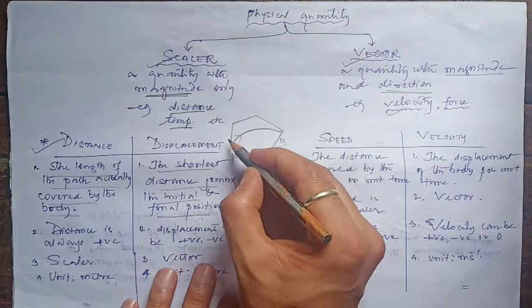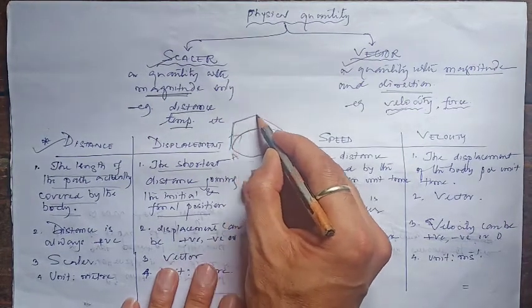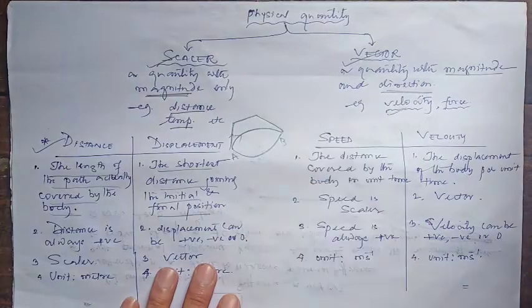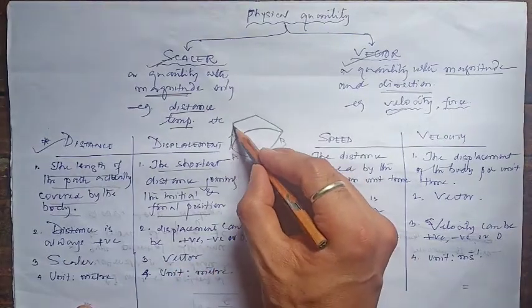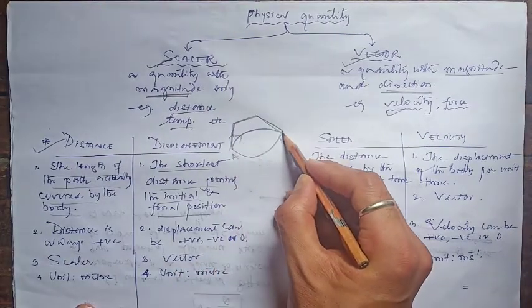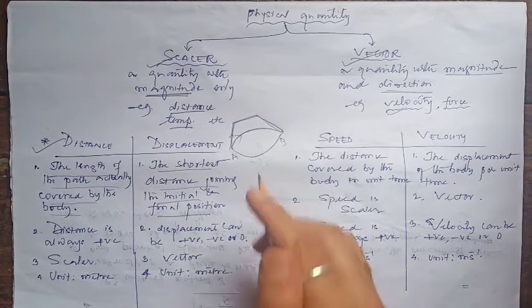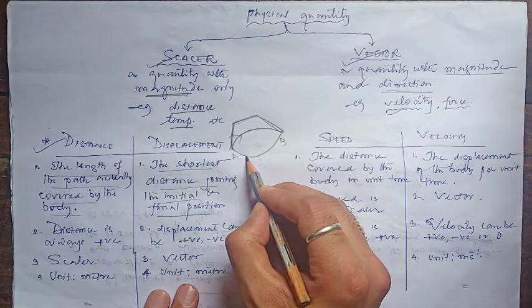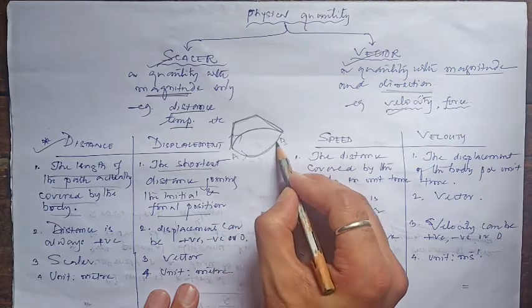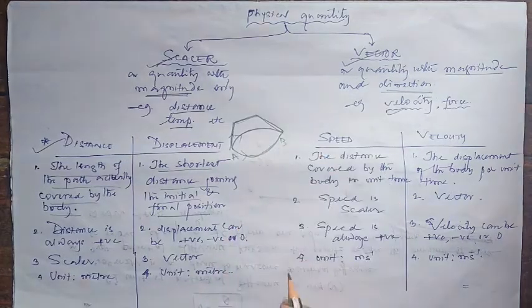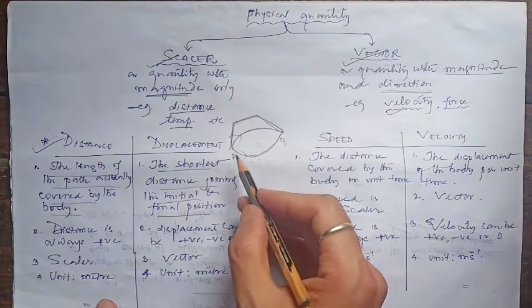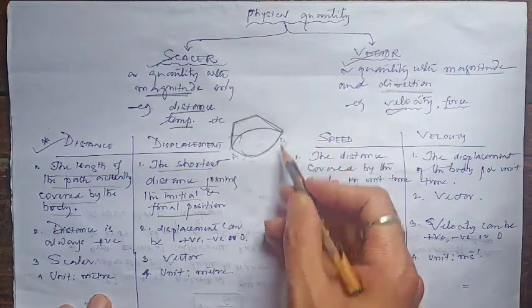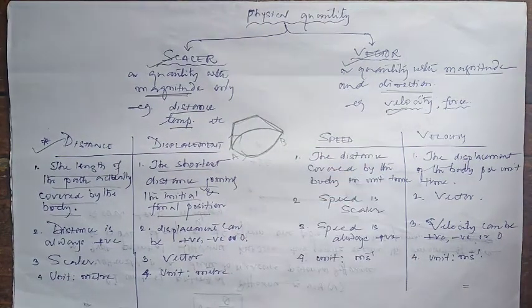Let's say suppose I walked along this path. I take this path to reach this point. So the length of the path walked by me is called distance. So this is my distance. Say suppose someone takes this path, walks along this path to reach point B. So what is his distance? The length of this path which is taken by that person will be his distance. So that's for the distance.